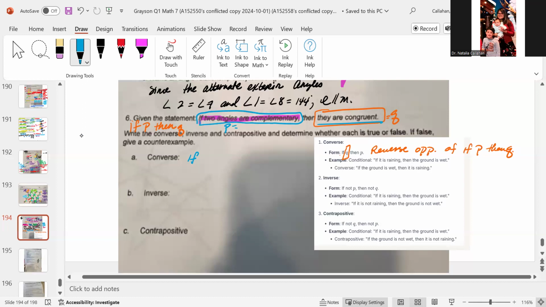No! I don't know what you're trying to say. Q, they are congruent. That is Q. You see that? If Q. So what do you say about Q? You say if they are congruent. Then P. What is P again? No, not complementary. Two angles are complementary. You need to write it word for word. You understand me? If Q, then P. Write that down first.